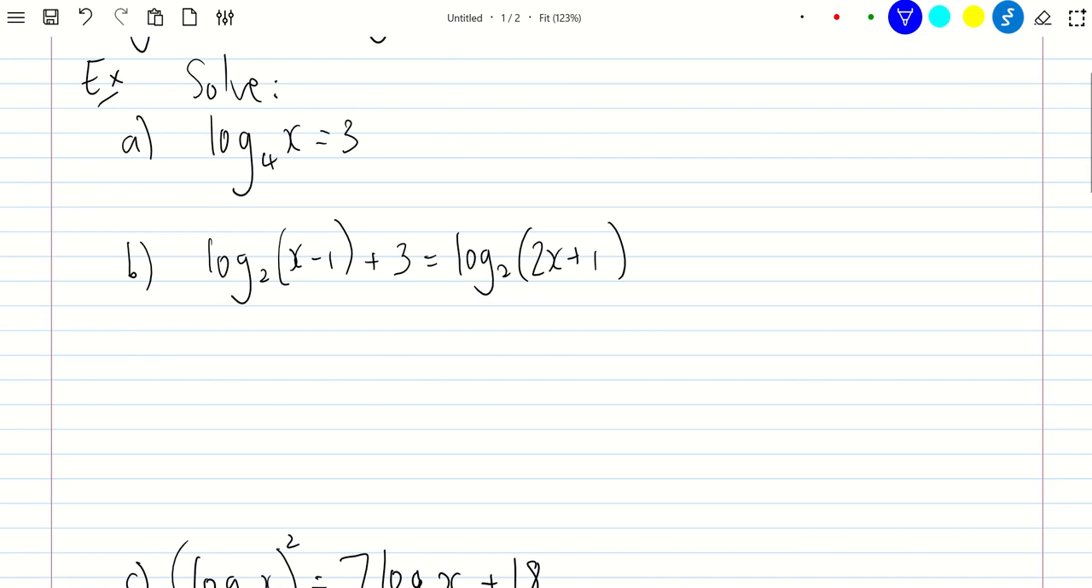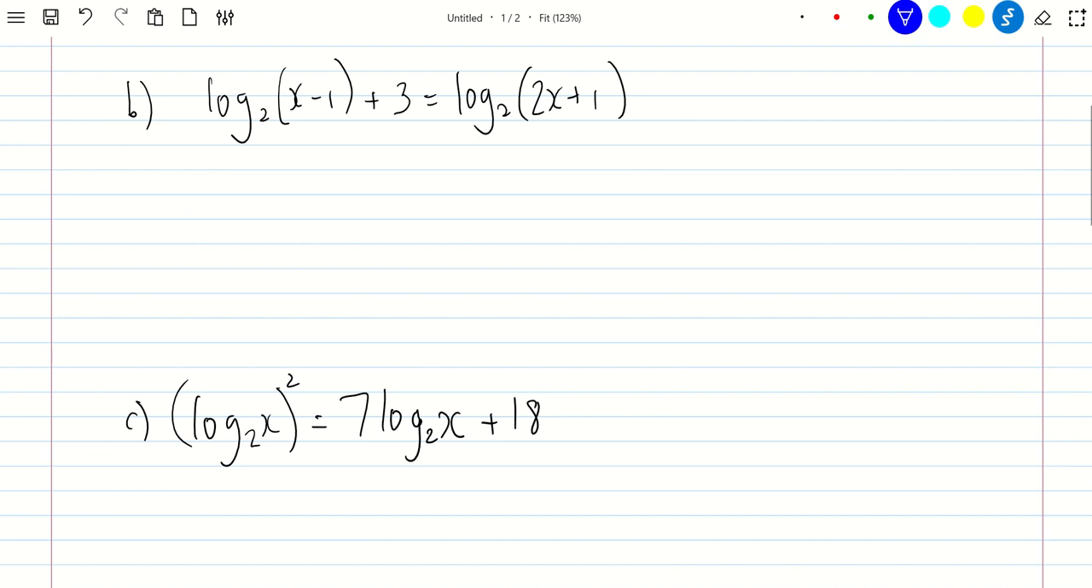Firstly, let's solve this equation here. We've got log base 4 of x is equal to 3. Really simple one. I'm just going to rewrite this a little bit. Remember that means 4 to the power of 3 is equal to x, because 4 is the base, 3 is the power, and x is the equivalent value. So 4 to the power 3: 4 times 4 is 16, 16 times 4 is 64. So x is equal to 64. Nice and easy, that one.